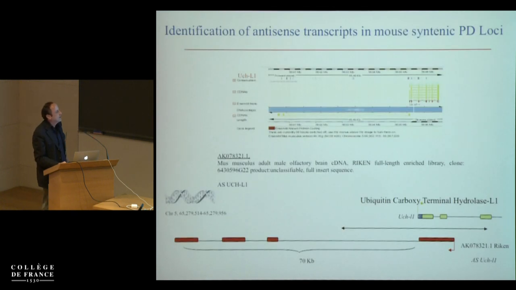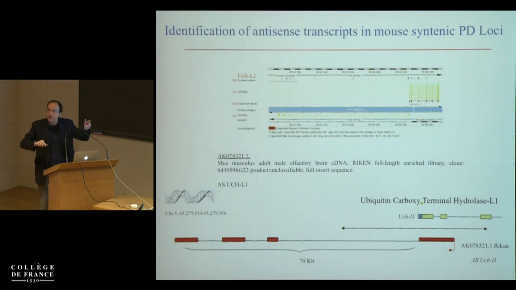One antisense long non-coding RNA. This is an antisense UCHL1 gene. Okay, so this is a classic head-to-head divergent sense-antisense pair in which we have a sense protein coding gene and the antisense non-coding RNA. I want just to point out that this is a 70 kilobase locus.